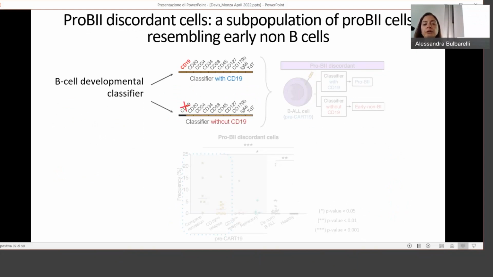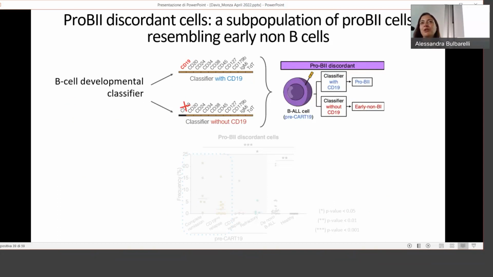And so the classifier relies on CD19 for its classification or its labeling of cells. So Pablo took CD19 in silico out of their classification and reran the classification. And what we found was this population that we call pro-B2 discordant cells, in which if you keep CD19 in their definition, they're called pro-B2 cells. If you remove CD19 from their definition, they're early non-B cells. And so this started to explain why we were seeing this enrichment in these early non-B cells.